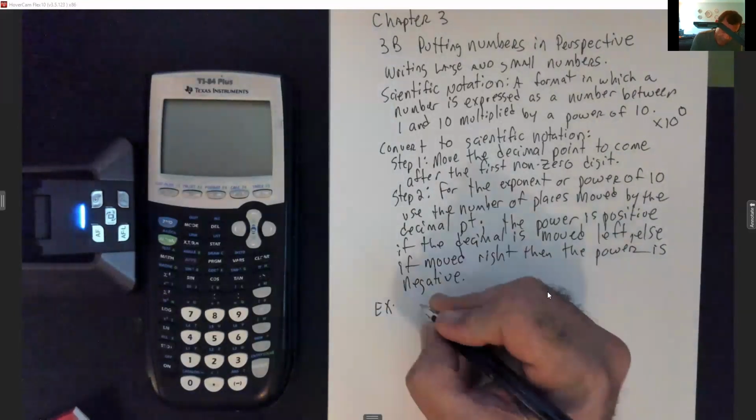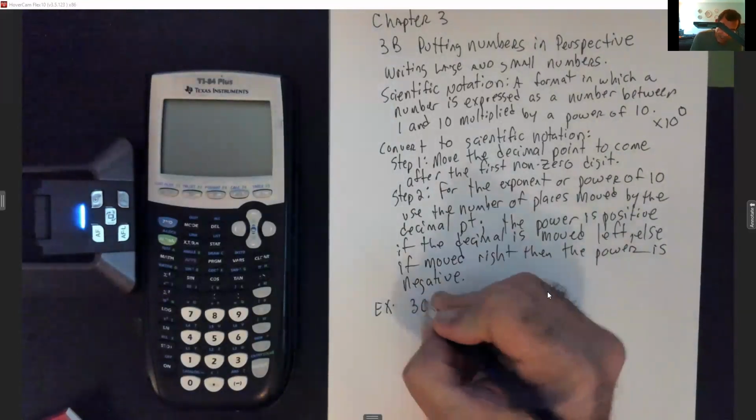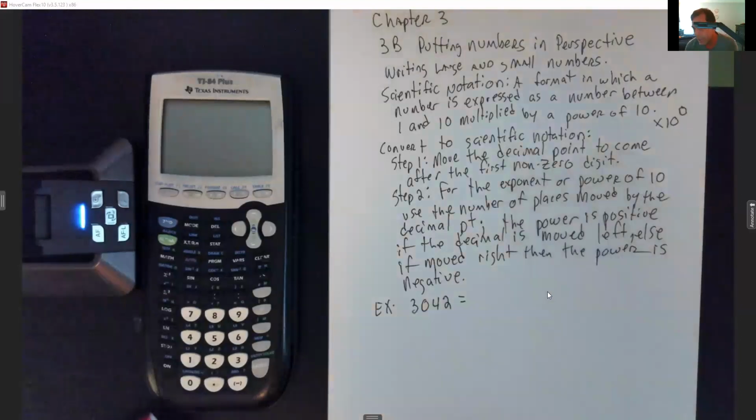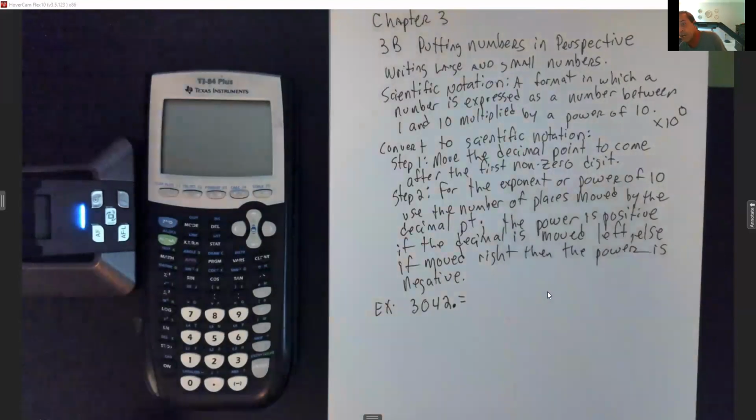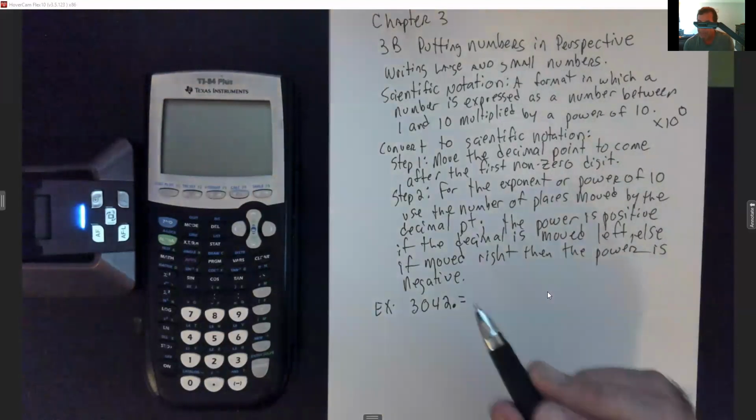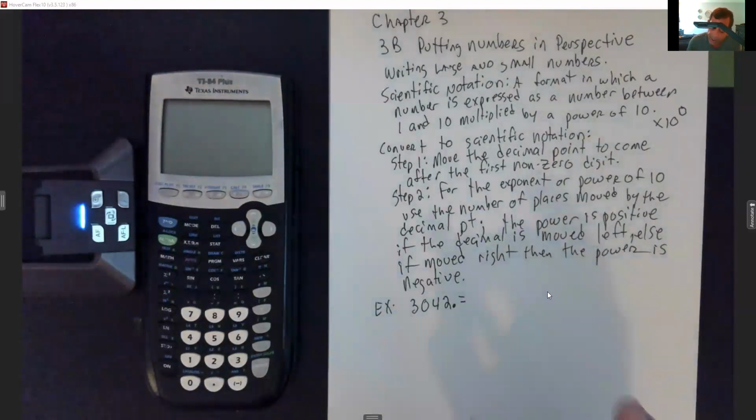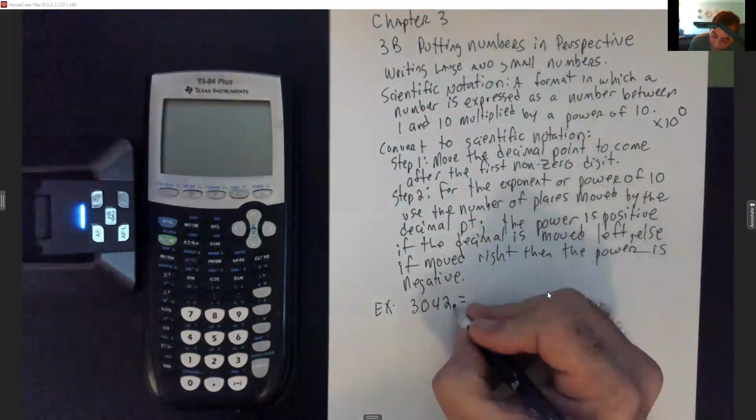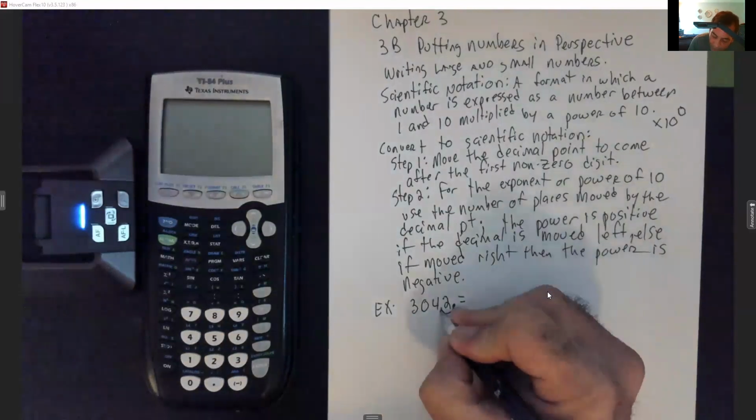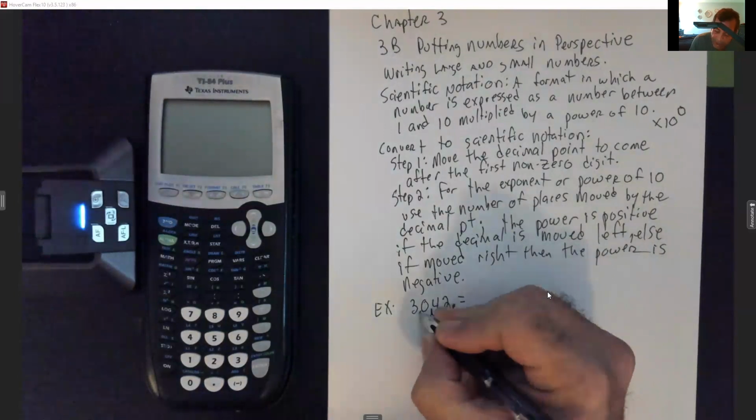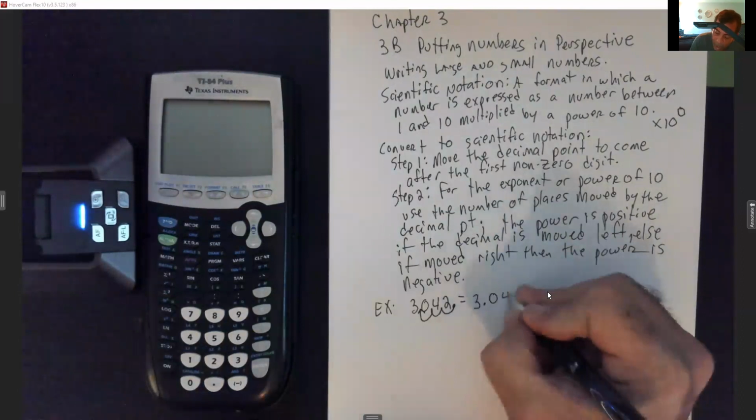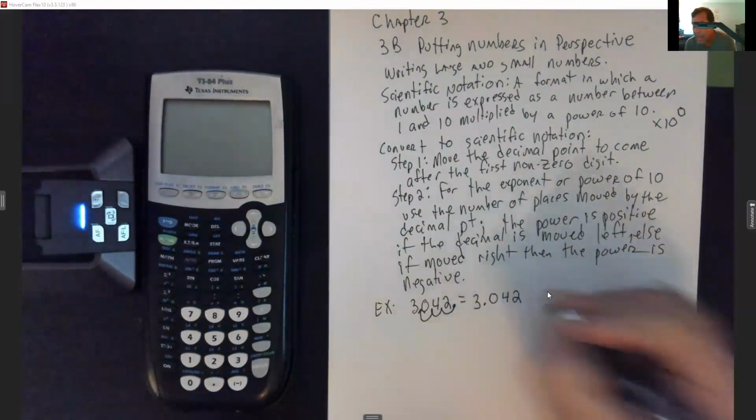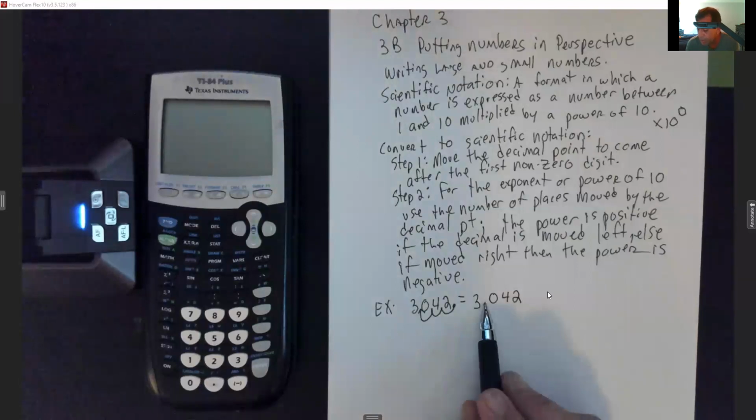So my first example, I got 3,042. So when there's not a decimal shown, it is automatically behind the last number, okay? So my decimal is at the very back. Now, let's see. I'm gonna move the decimal 1, 2, 3 spots. So the decimal is now 3.042. So it's behind the first non-zero number, which was the 3.